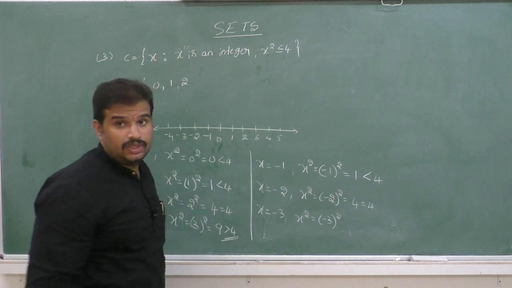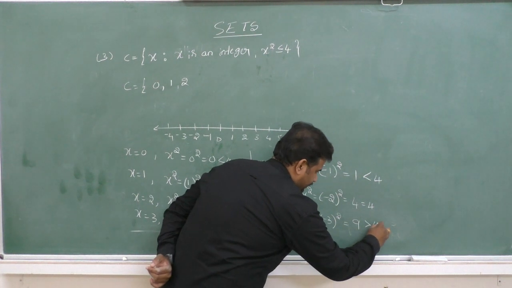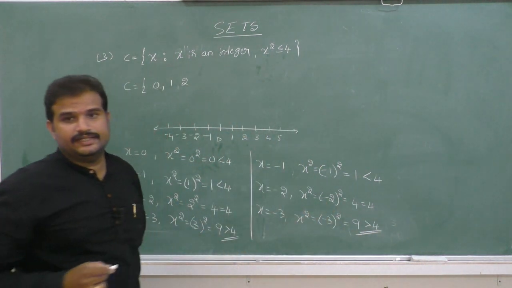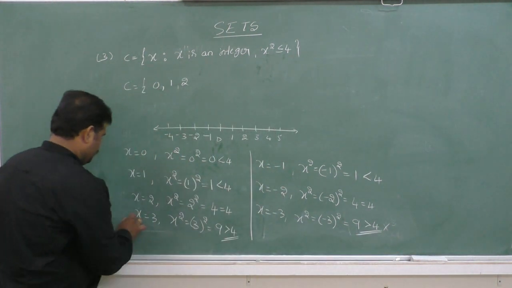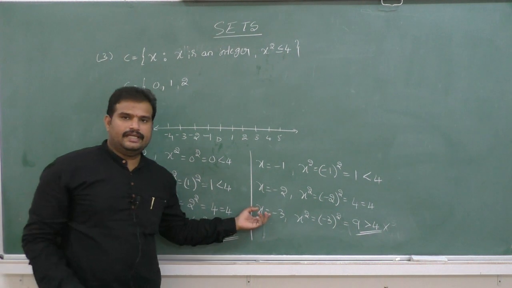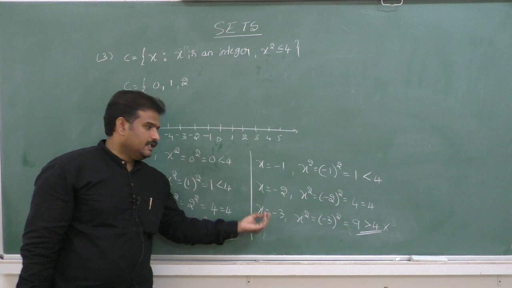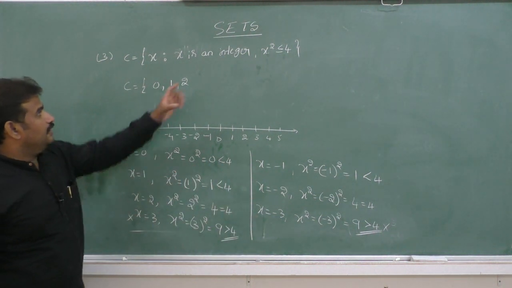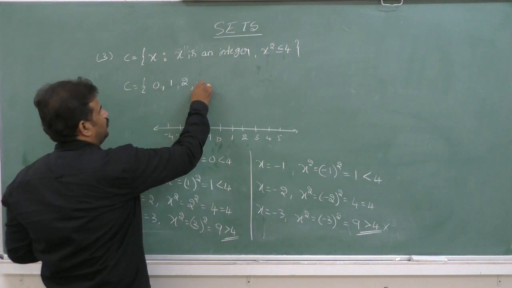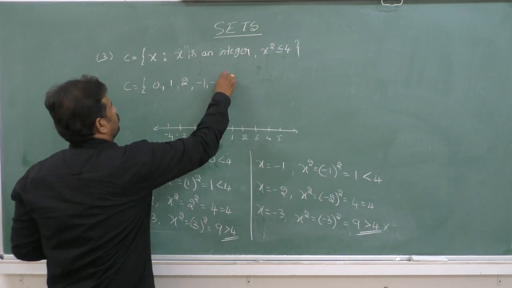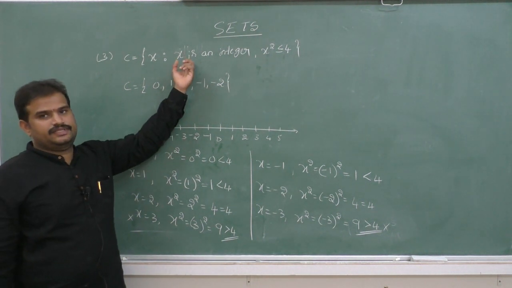x square is equal to minus 3 square, which is equal to 9. This is more than 4. So, 9 is greater than 4. Once again, we can't take this. Here also, we can't take. Afterwards, we can't take minus 4, minus 5, like that it goes on up to infinity. Is it clear? So, the only possible values under this condition are 0, 1, 2, minus 1, minus 2. These are the elements for the given set.